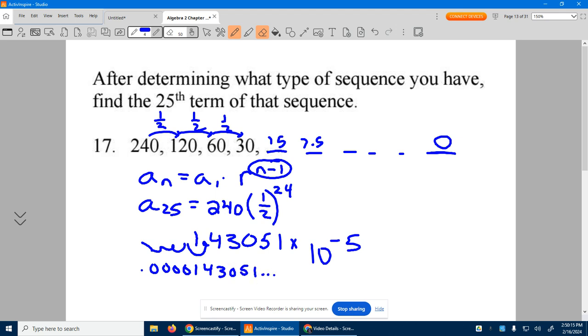And a few extra bits. So we took the decimal that was here and moved it back 5 times. So here's your answer. You can see, yeah, that guy is pretty close to 0, isn't it? Because again, you kept multiplying by half or dividing by 2. So yes, by the 25th time, that guy is almost at 0.